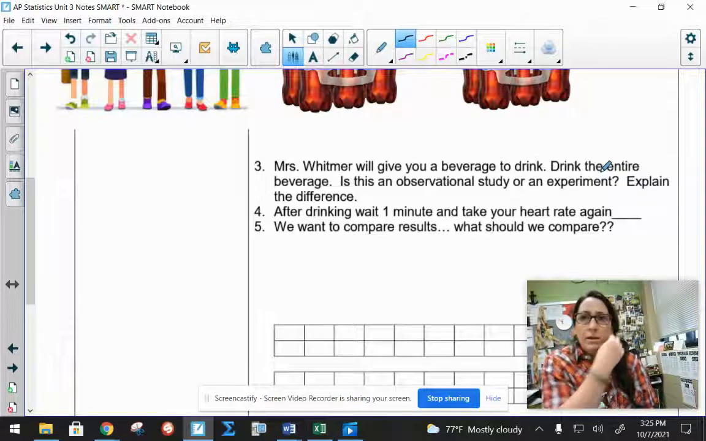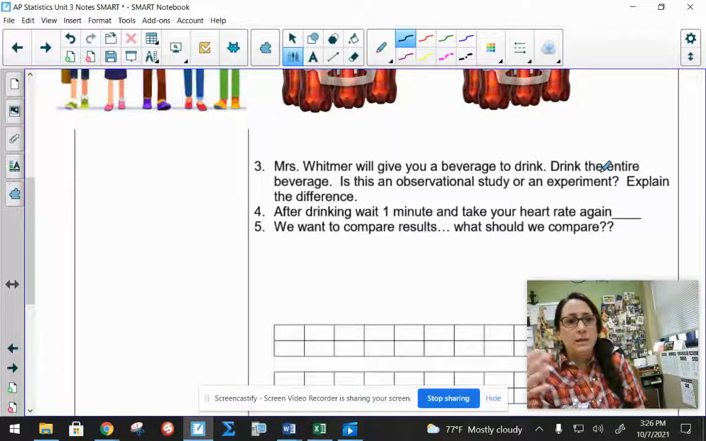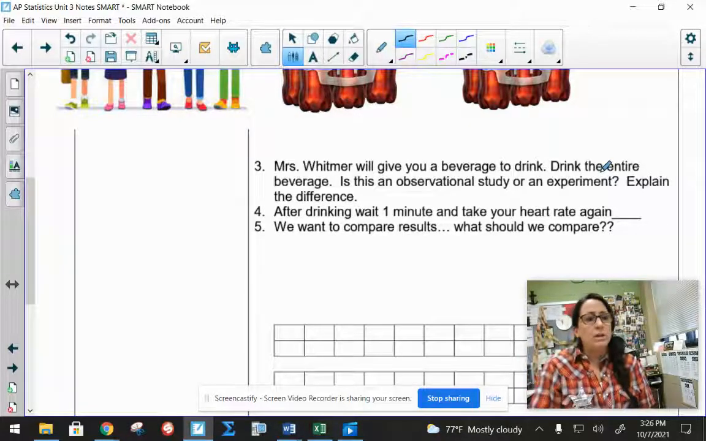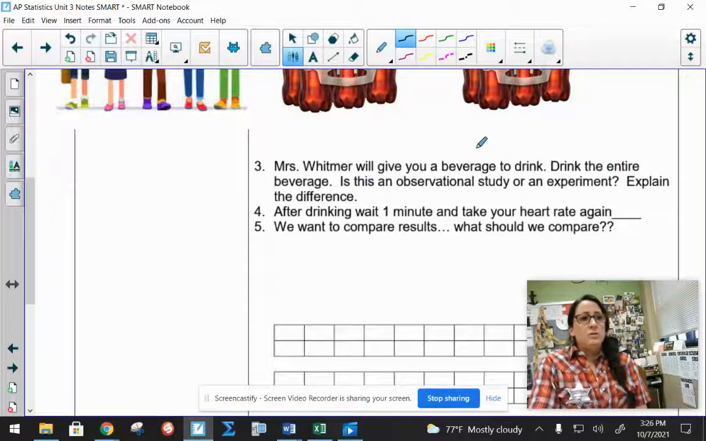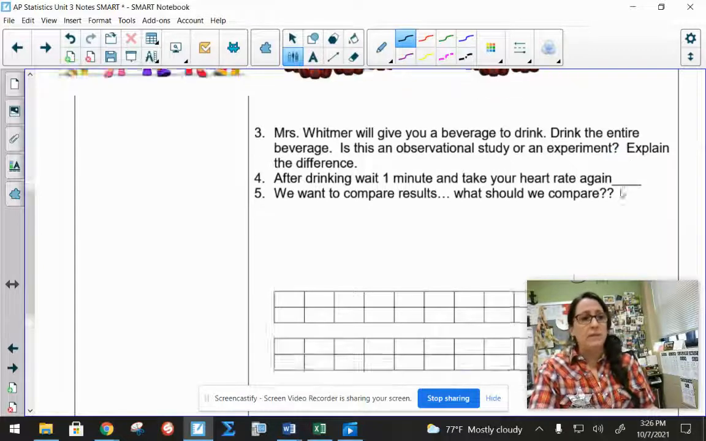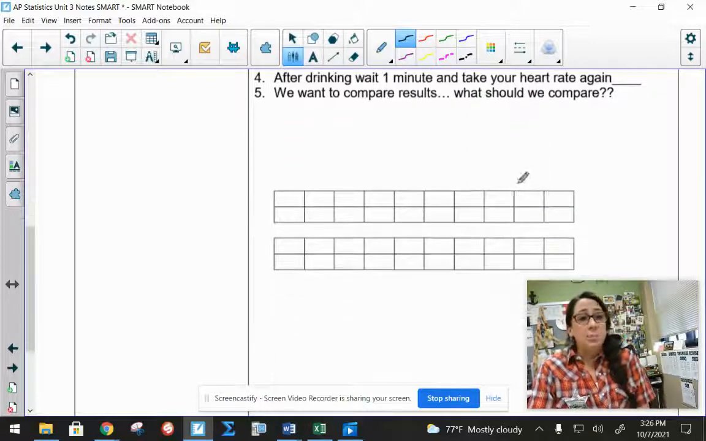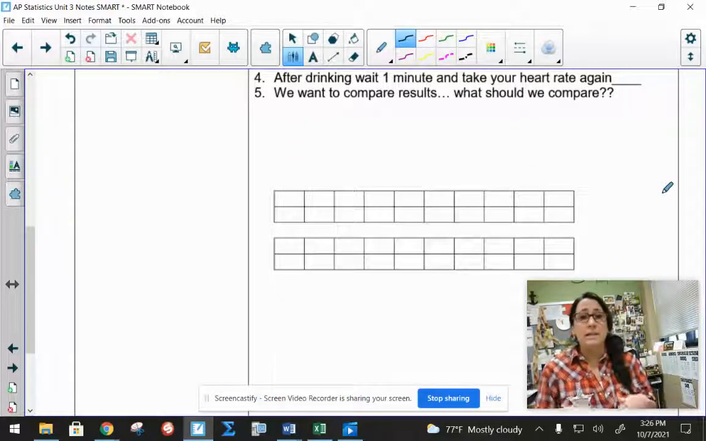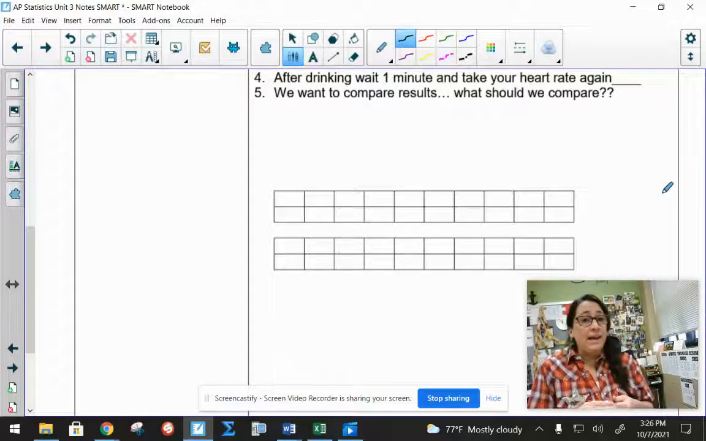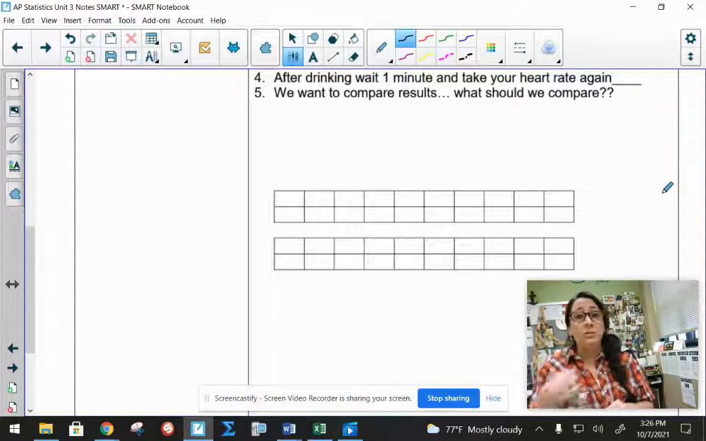I think where I get a lot of rigor is from questions that I ask throughout the process. If they get stuck, then I can ask another leading question to help get them to what they need. So we talk about it, and then they drink the thing, it was an experiment, and they take their heart rate again, before and after. I ask them, what should we compare? I'm letting them decide what is relevant here. That is one of the hardest things, when the teacher doesn't just tell you what to compare, but you have to think about what would be good to compare here.